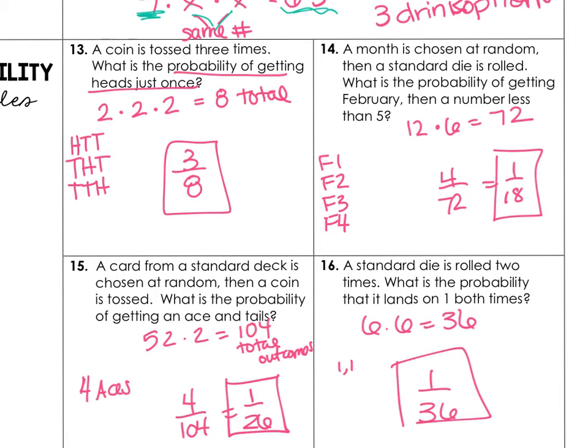So a coin is tossed 3 times, so 2 times 2 times 2, there's 8 total. What is the probability of getting heads just once? Here are the 3 that you'd get heads just once, so 3 out of 8. Number 14, a month is chosen at random, that's the 12, and a standard die is rolled, that's 6. 12 times 6 is 72. February, and then a number less than 5, here they are. There's 4 out of 72, or 1/18.